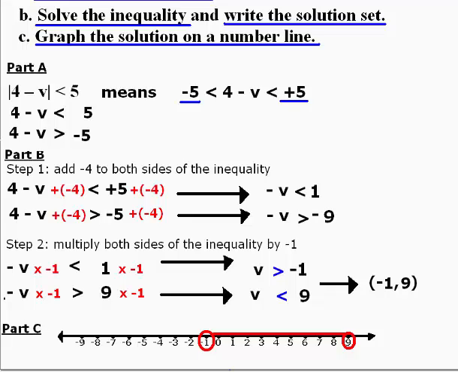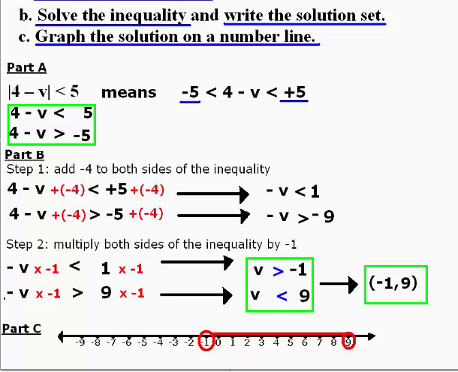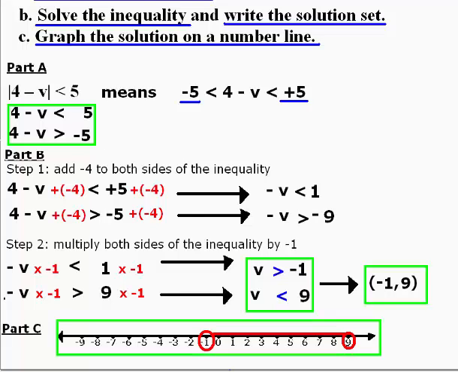So there you are, Pretty Girl 32. We've managed to write the two inequalities without absolute values. We've solved the inequality, written the solution set, and graphed the solution on a number line.